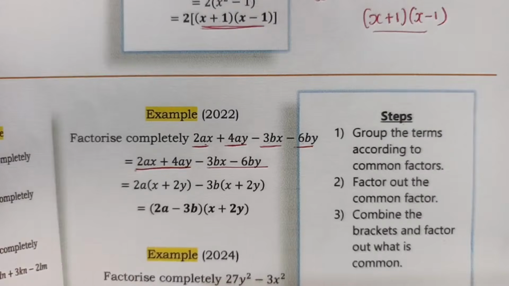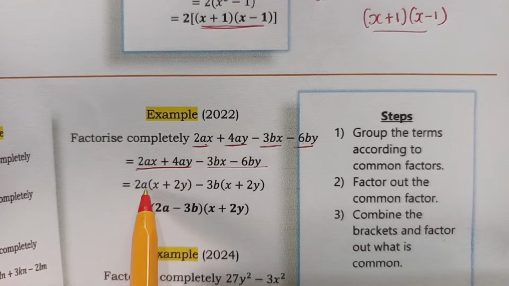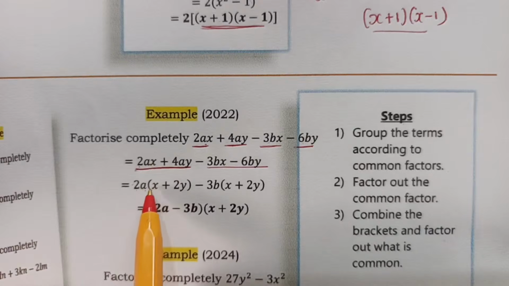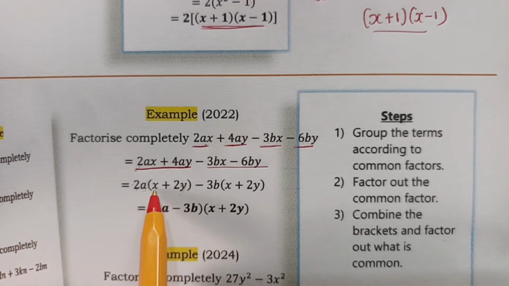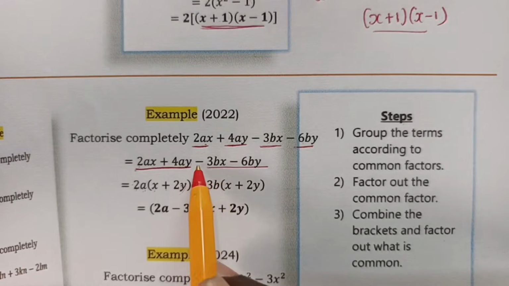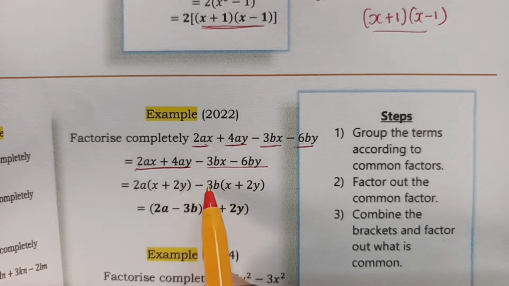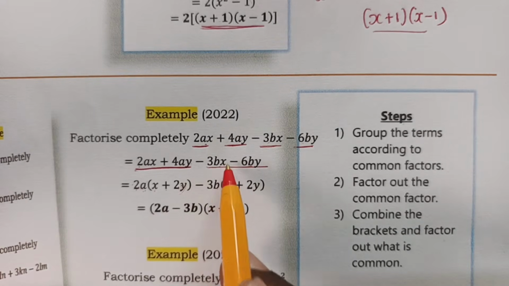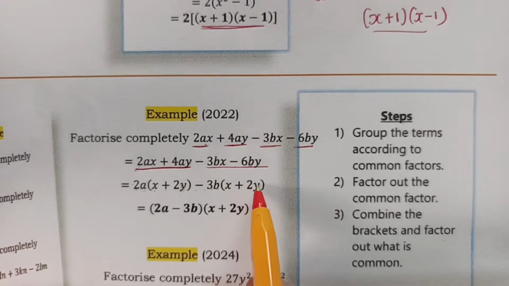So after you write like that, you can now say, what is it that is common here? It's 2A. So 2 into 2, it's a 1. A into AX, it's X. A is already outside here. 2 into 4, it's a 2. A into AY, it's a Y. So we've got X plus 2Y. For this, what is it that is common? It's negative 3B. It's here and also here. So negative 3B into negative 3BX is just X. Negative 3B into negative 6BY, it's a 2Y.